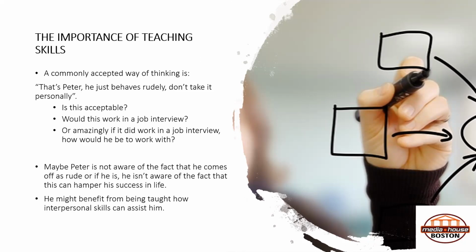So now that we know that these skills can be learned and taught, how do we teach these skills? And how do we teach other people interpersonal skills? Because most of us have this common thinking that Peter just behaves rudely and we mustn't take it personally. This is the common notion that if someone is the way they are, we just need to accept them for who they are and we shouldn't try and change them. But this is not necessarily true.